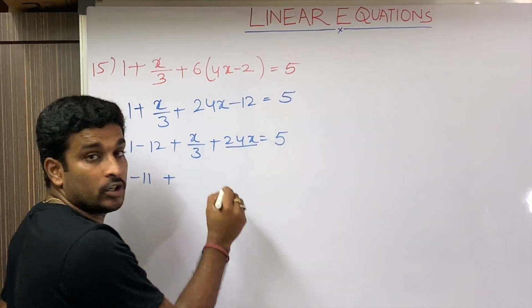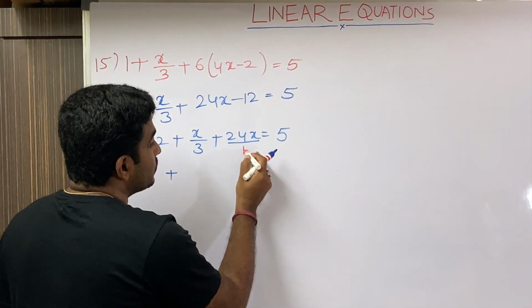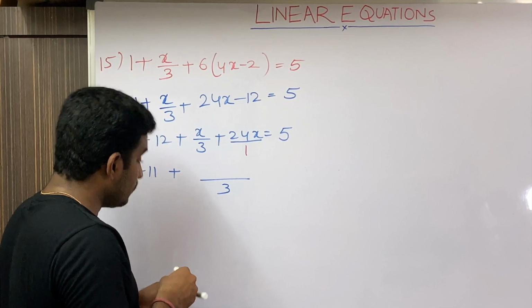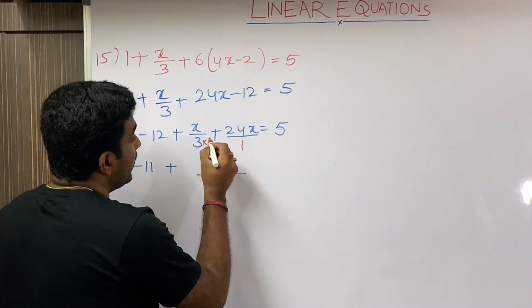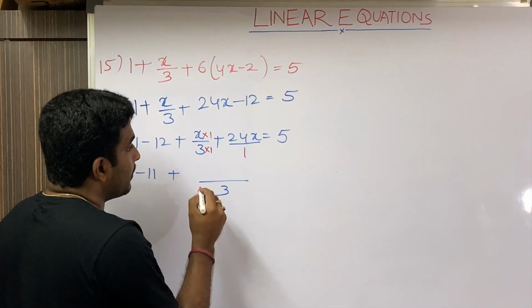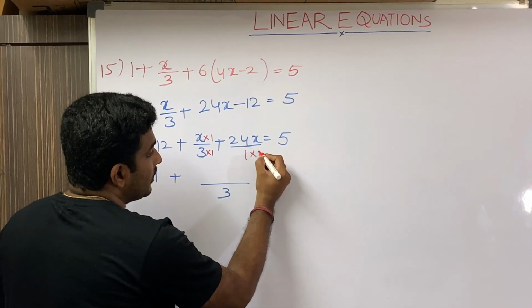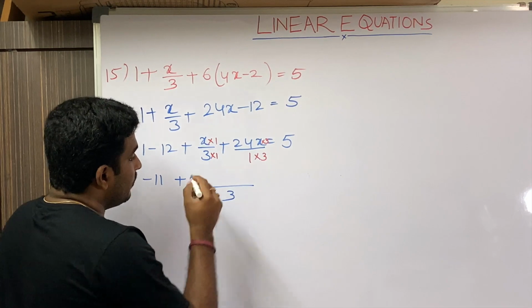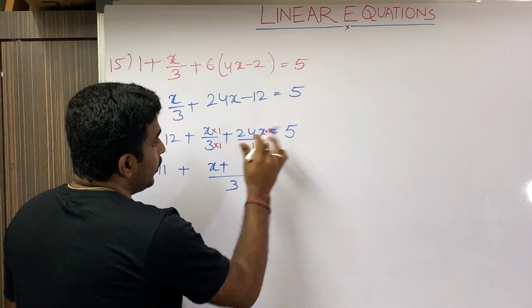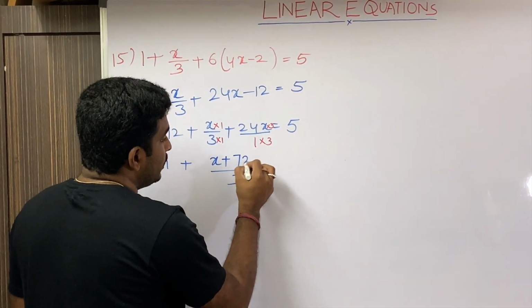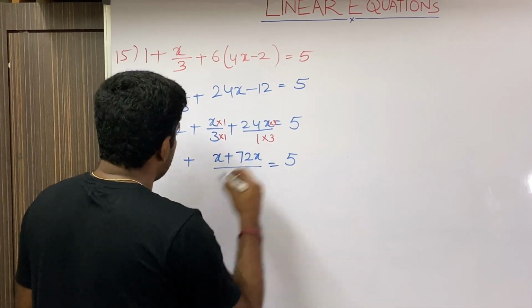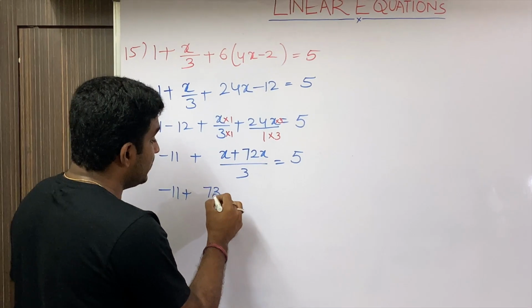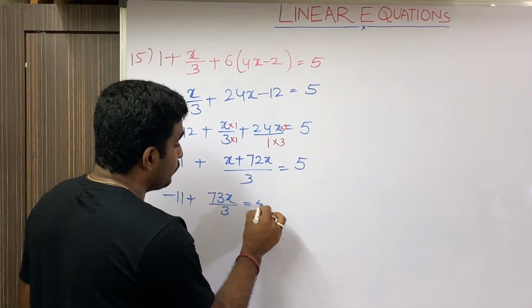Here we don't have a denominator for the other terms, so we will take it as 1. Then the LCM of 3 and 1 will be 3. Then minus 11 will be multiplied with 3, x stays as it is, and 24x should be multiplied with 3. Then we will get x plus 24x into 3 will become 72x, so minus 33 plus 72x plus x will become 73x by 3 equal to 5.